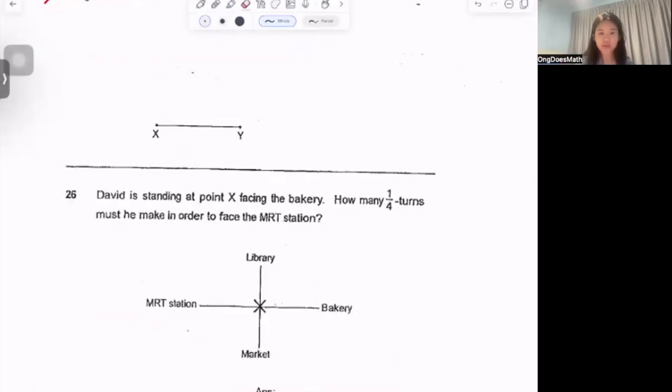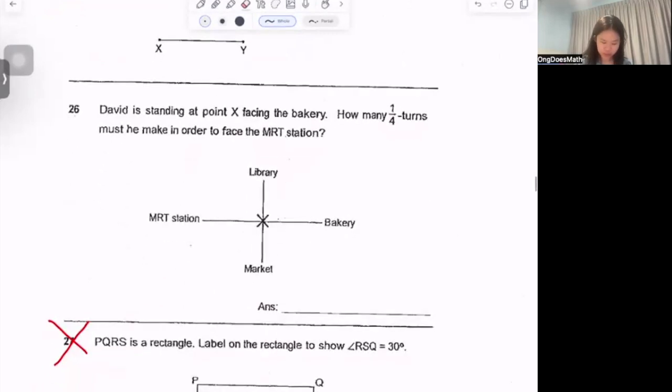We'll skip question 25 and question 27 because I don't have projector on this iPad. So let's do question 26. David is standing at point X facing the bakery. How many 1/4 turns must he make in order to face the MRT station?